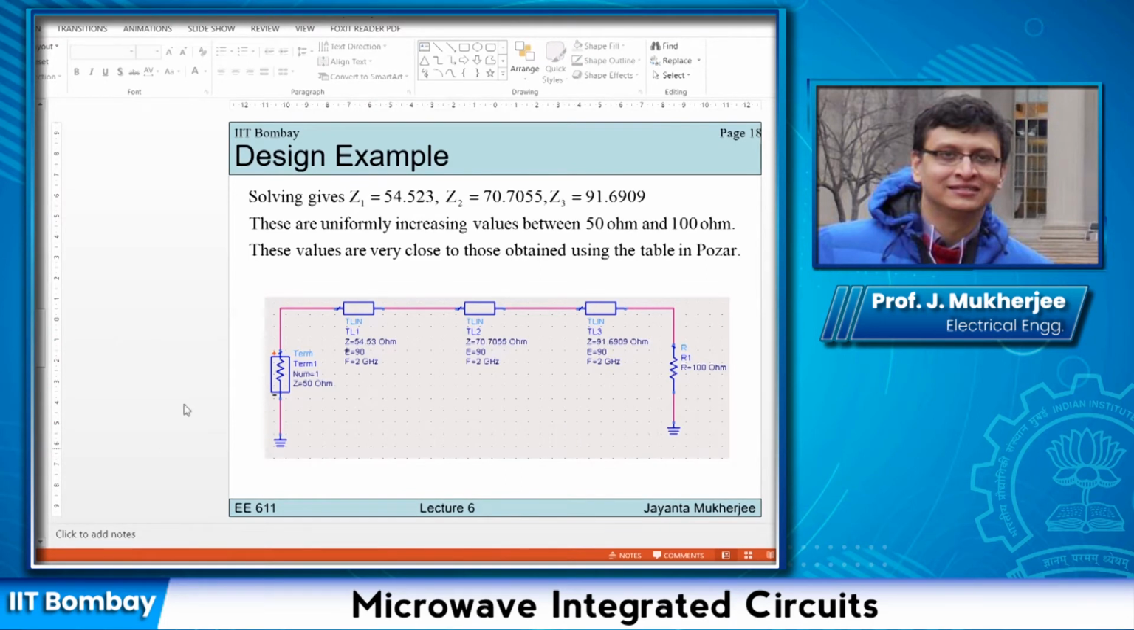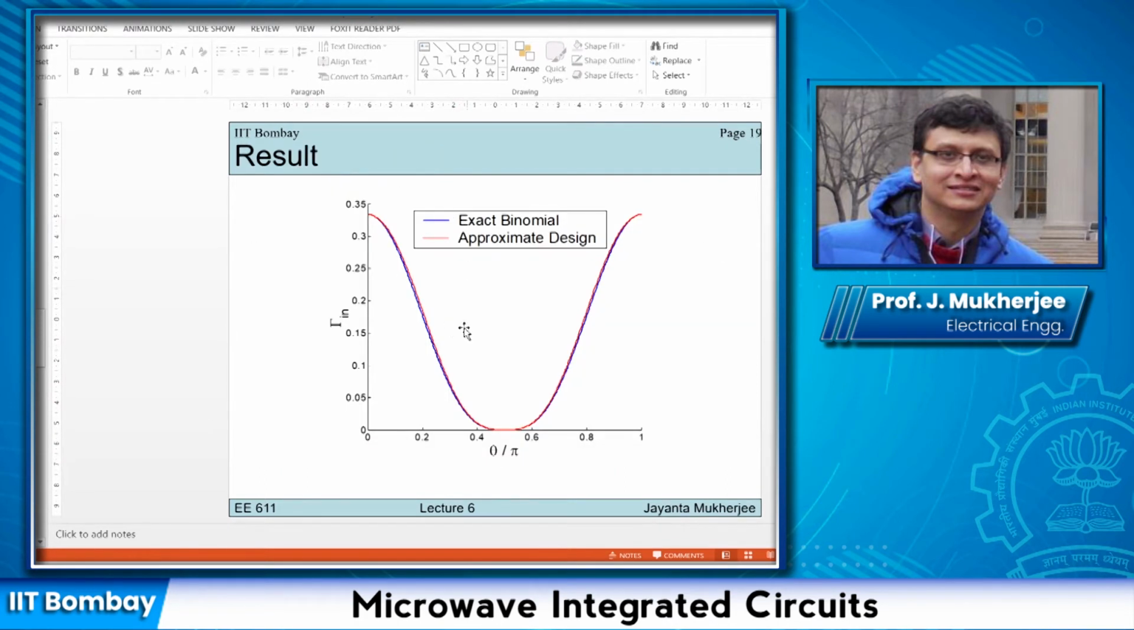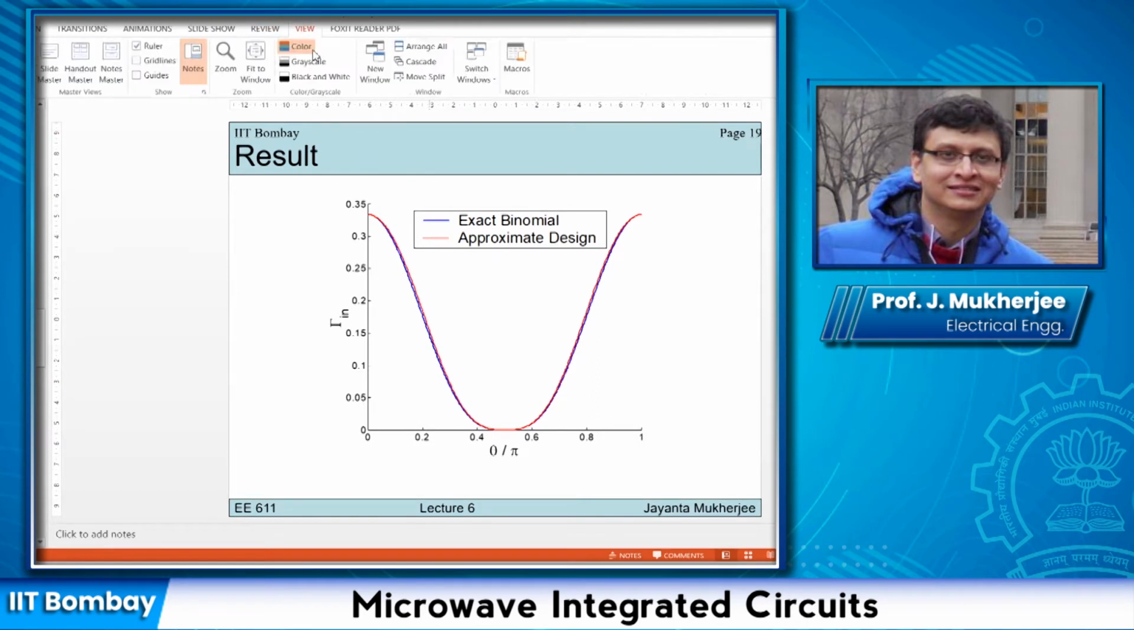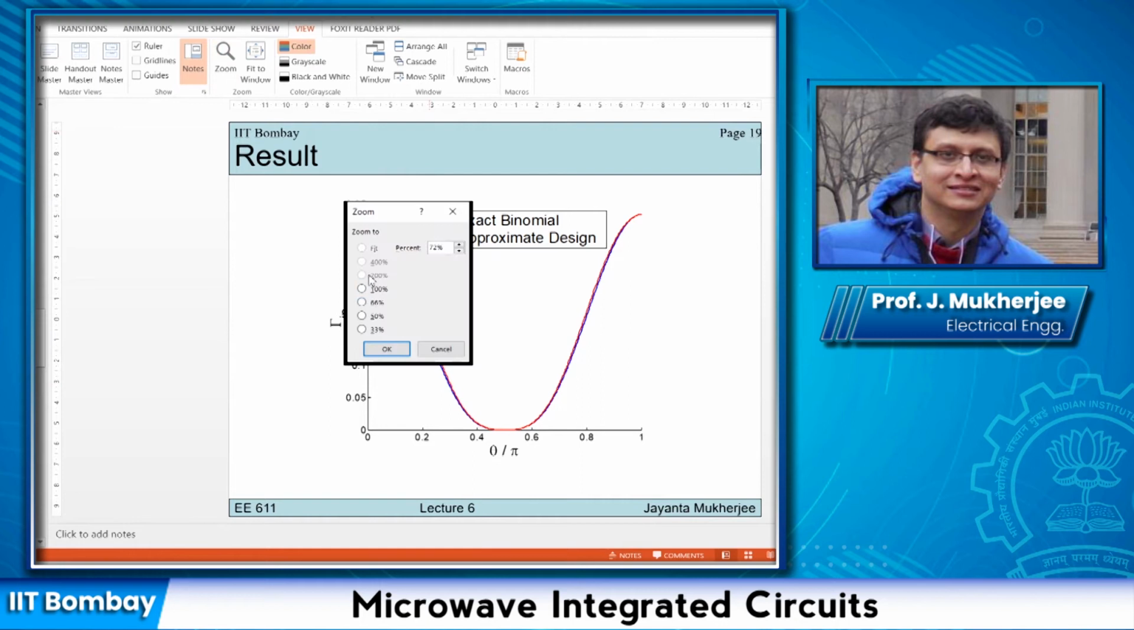And then I plotted the gamma in as obtained from simulation with the exact binomial formula. And you see that this red and blue lines are close, but there is a slight gap. And that gap is coming because of this approximation.